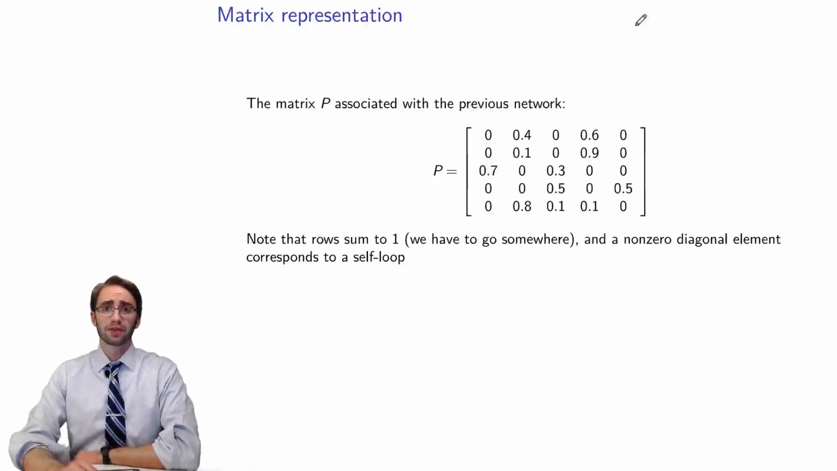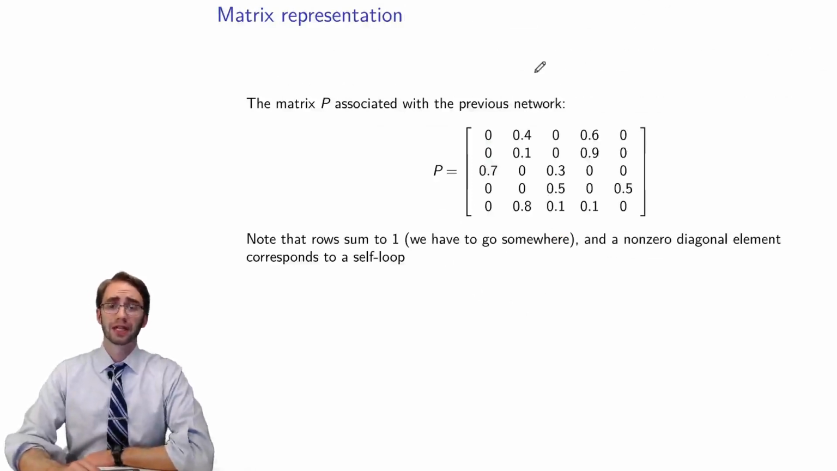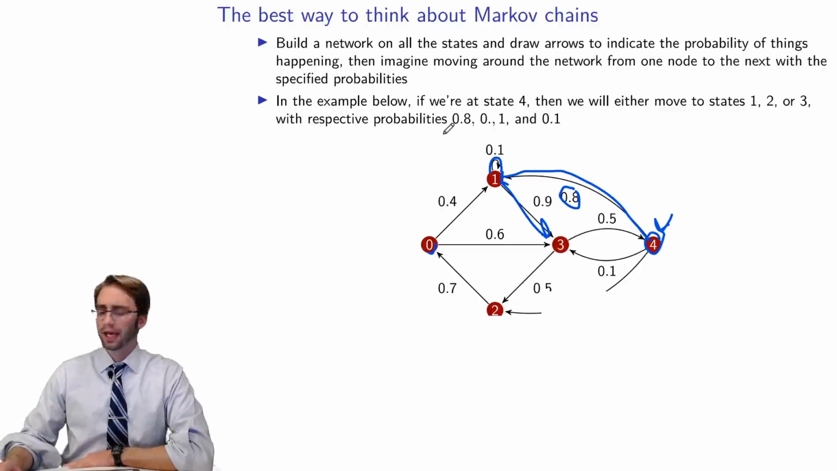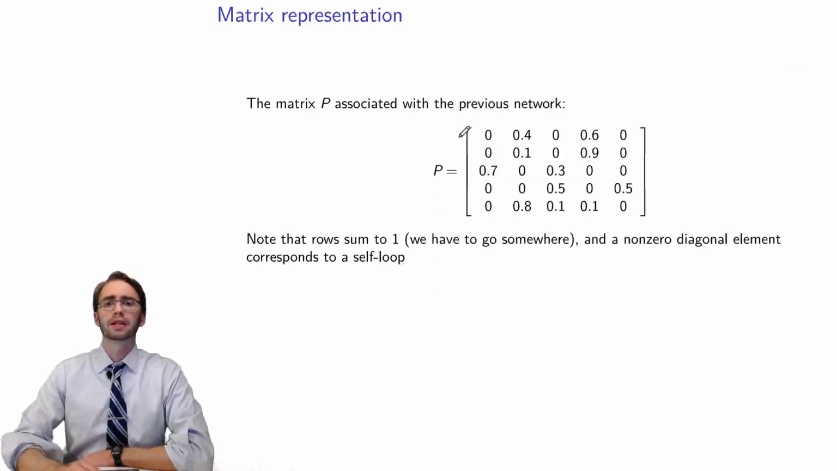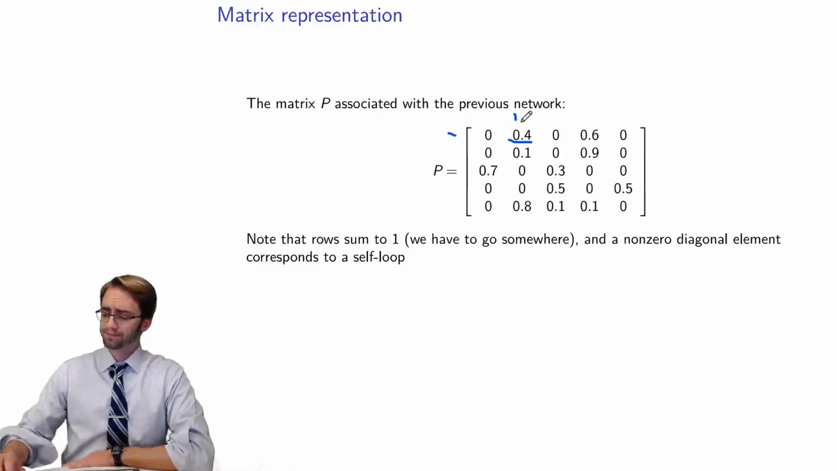So this is the matrix. This is the Markov matrix associated with that representation I had a moment ago, that network. Right. So what does this mean here? Remember that we had the nodes numbered from 0 to 4. And so let's look for some numbers here. This 0.4 here, what does this mean? This is 0.4 for the 0th row and the first column.